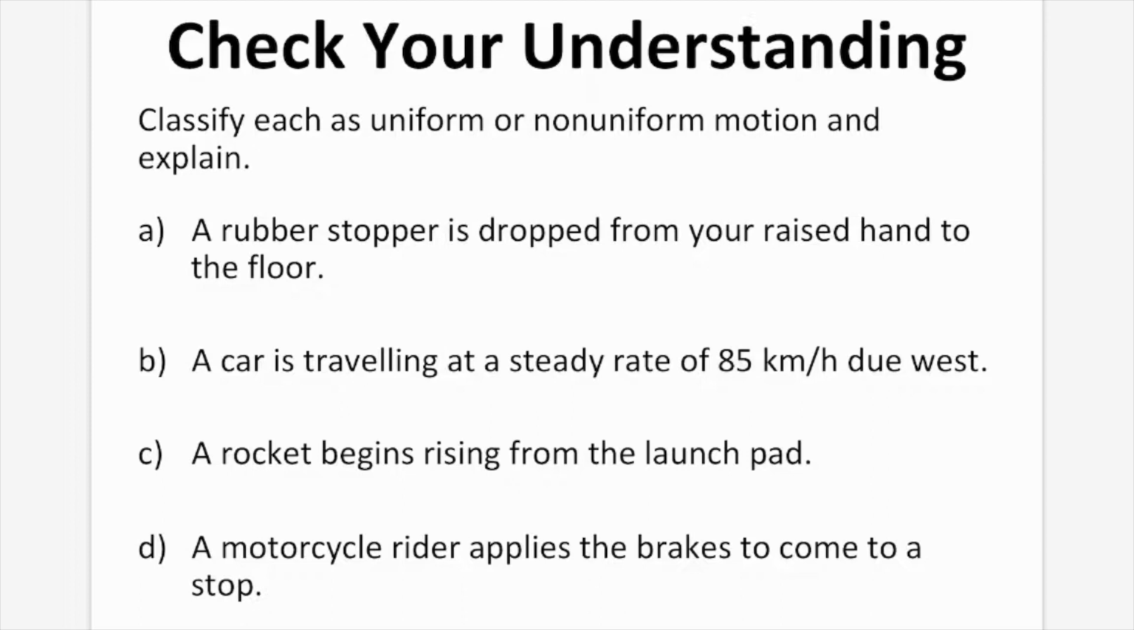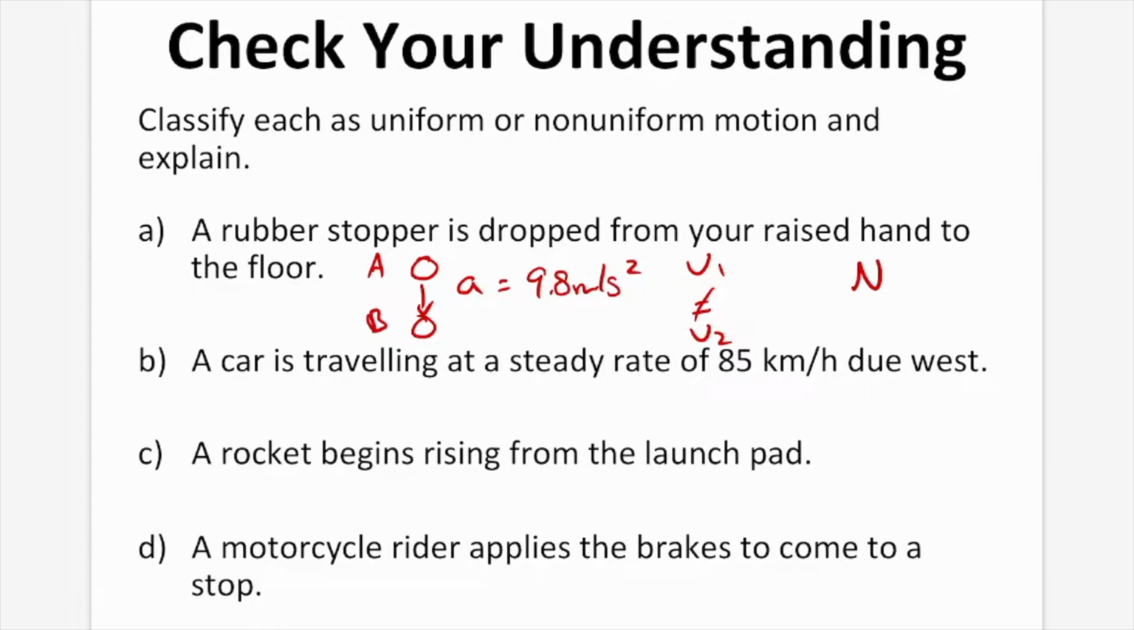A. A rubber stopper is dropped from your raised hand to the floor. So the stopper goes from point A to point B. Now this is non-uniform motion, and the reason for that is as the stopper falls, it accelerates downwards at a rate of 9.8 meters per second squared, or meters per second per second. This means that the velocity at the top, velocity 1, does not equal velocity 2, and therefore it's non-uniform motion.